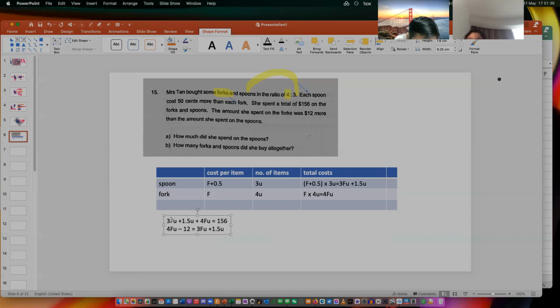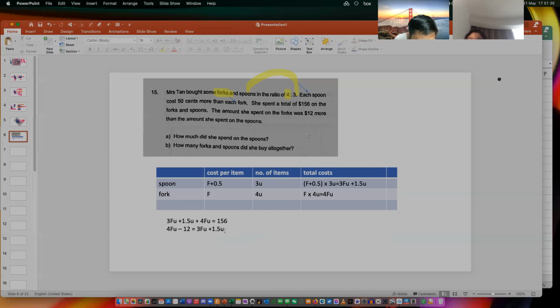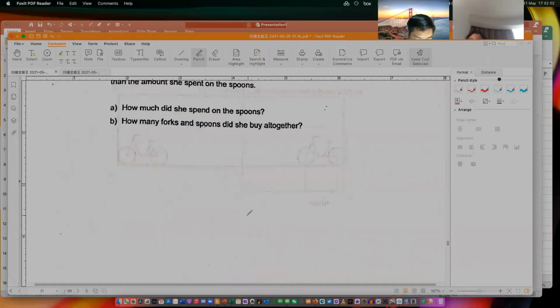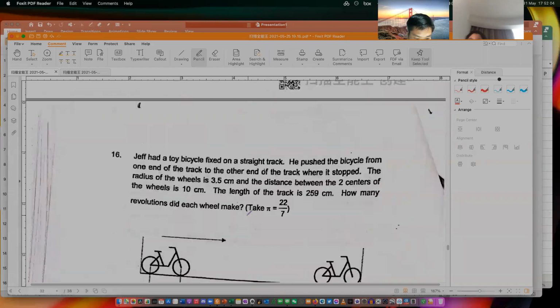Okay, so I'm not going to solve this simultaneous equation. I will leave it to you and you go back and solve it. But the approach is this. Go back and solve it, and then you should be able to get the correct answer. Remember to use this method, and if you use that method, you should not make any mistake.